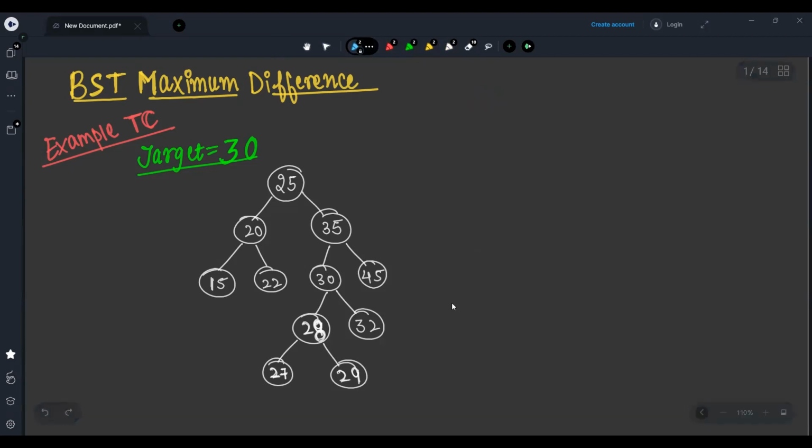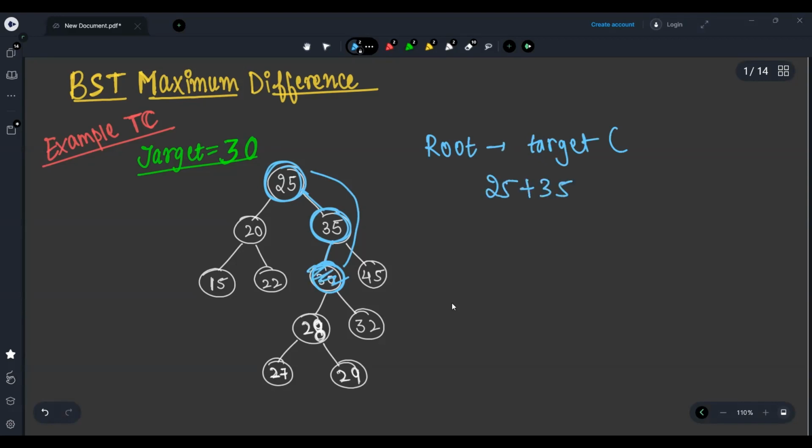We are given this BST, and the target is equal to 30. Let's find the target: we go to 25, then we go to 35, then we see that here is target 30. Now, what is the total sum from root to target, excluding target? We don't have to consider this target. So it is 25 plus 35, excluding the target, which is equal to 60. So this sum is 60.